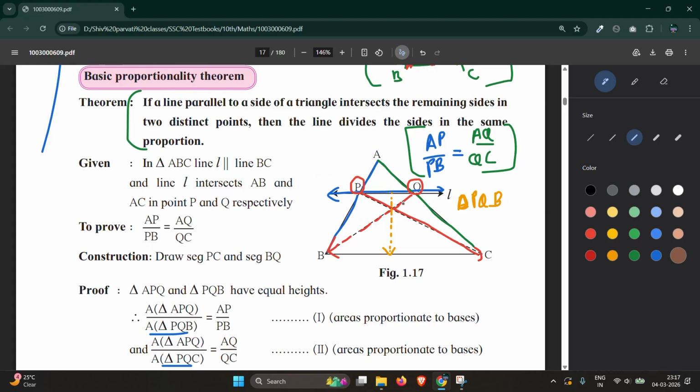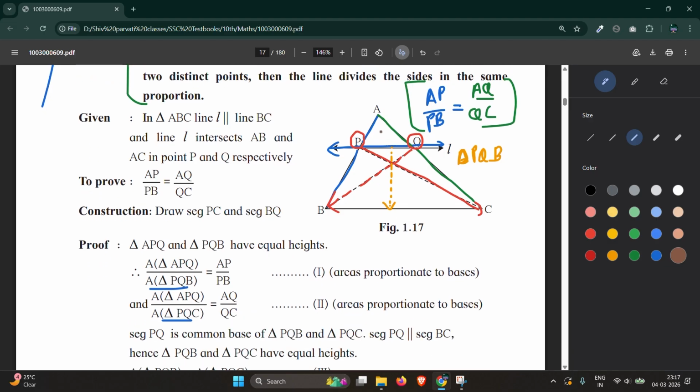So again, let's take it slowly. First of all, we found out that the ratio of the areas of this triangle and this triangle over here is nothing but AP upon PB. Why? Because the height of both the triangles is the same.